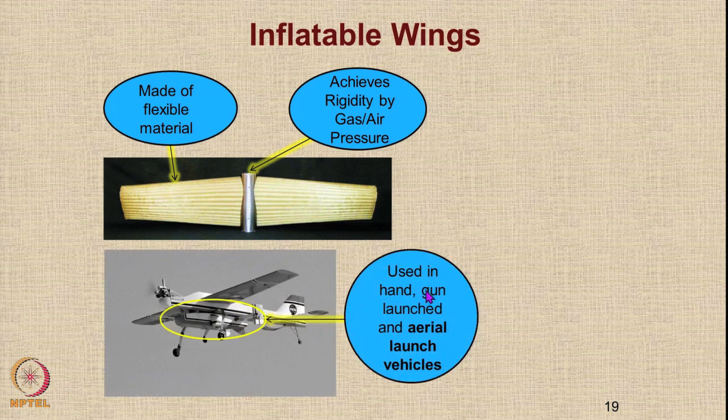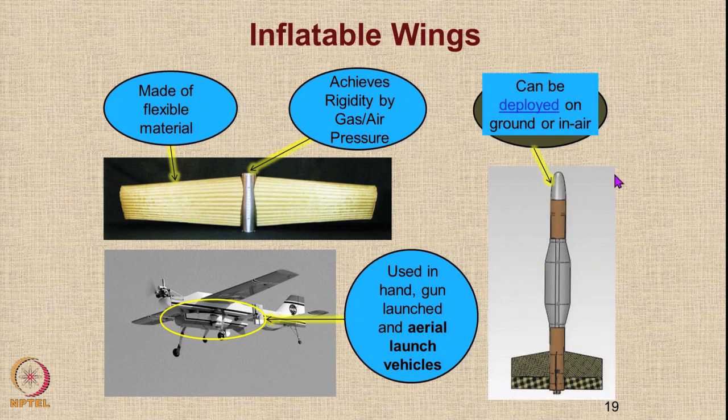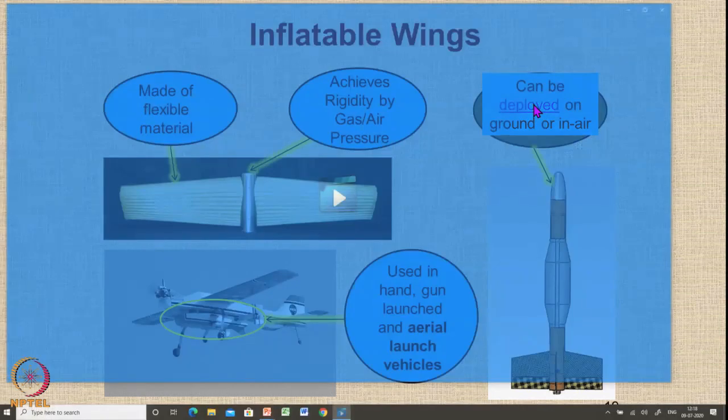You can use it in hand or gun launched and aerial launch vehicles such as this one, which is mounted below this UAV, and they can be deployed on ground or air. So, for example, you can launch it like this and then when needed the wings will come out. Let me show you a small video.